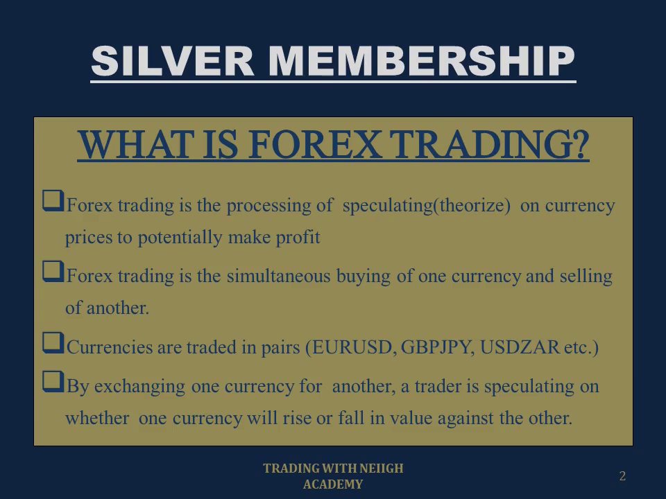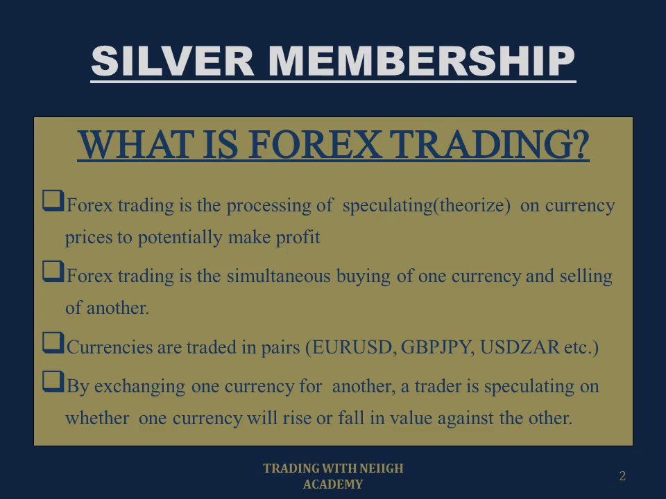So you are simultaneously, when you're doing this one thing for this currency, doing the opposite for the other currency. When you exchange one currency for another, you're actually speculating that one currency will rise or fall against the other. That's how you make profit. So if the currency pair actually does what you speculated, or what you theorized, you make a profit out of that.